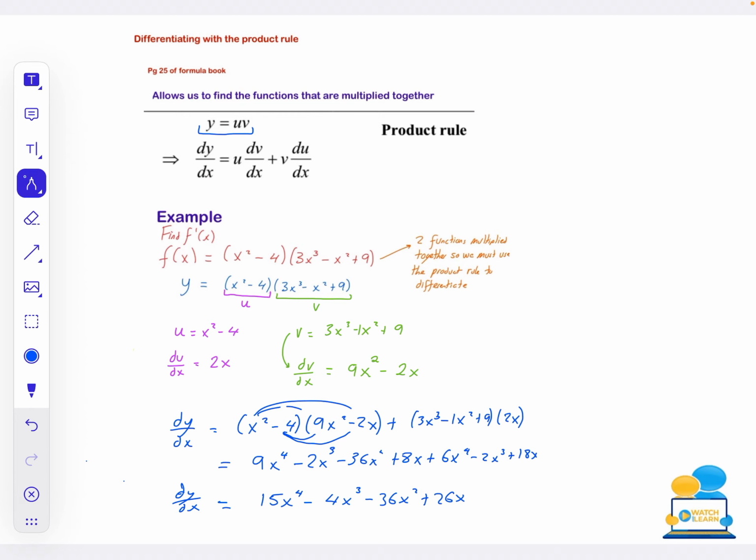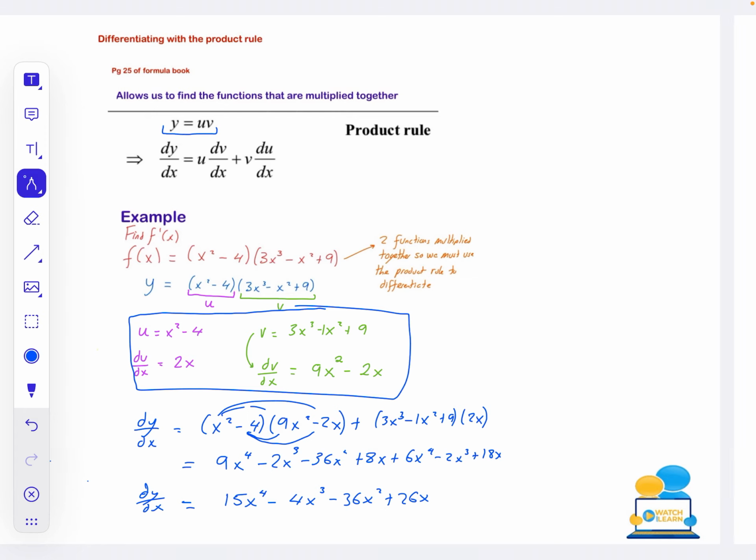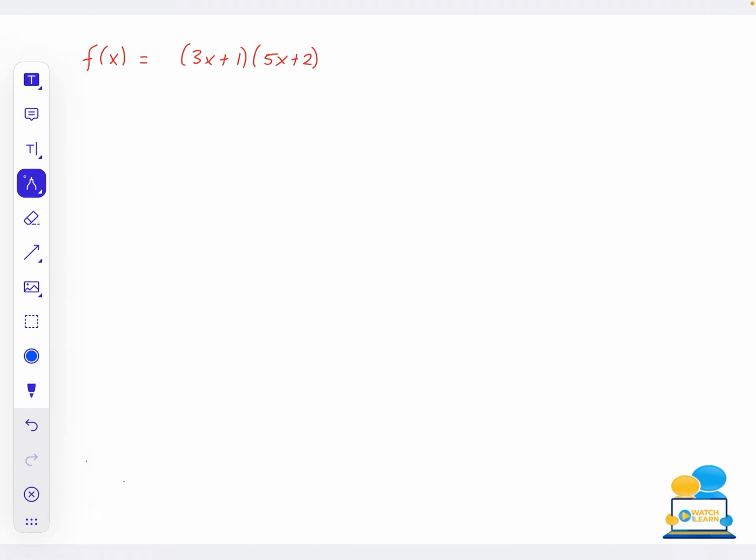I know the question said find f dash x, but we know f dash x is the same thing as dy dx. Okay, so that is our first example with the product rule. They are long, it's quite easy to make a little slip, so I would say take your time. And writing out this box that I'm marking off here is really, really important. So you need to keep your work nice and organised, or else you're not going to know what v is and dv dx, etc. Okay, so we're going to do one more example of that.